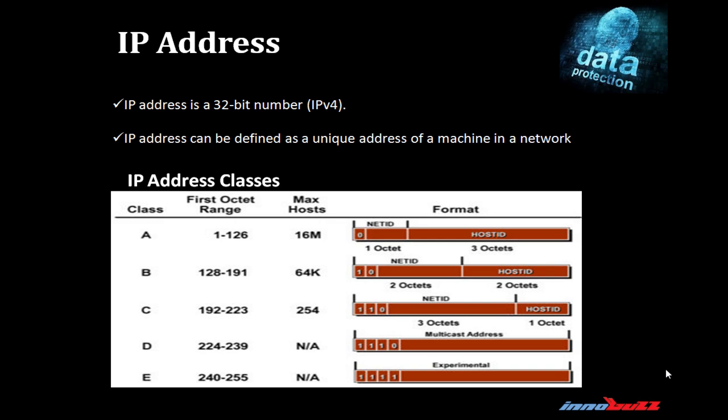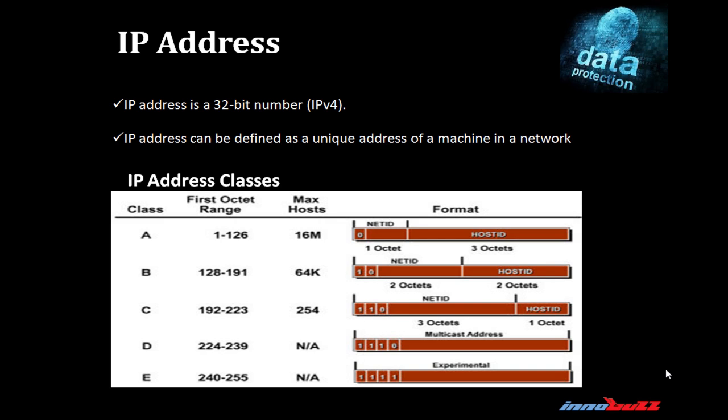What is IP addresses? One of the important questions in networking. So what is it? IP address can be defined as a unique address of a machine in a network. It is a 32-bit number, means in IP version 4. There are 5 classes of IP addresses: class A, class B, class C, class D and class E.